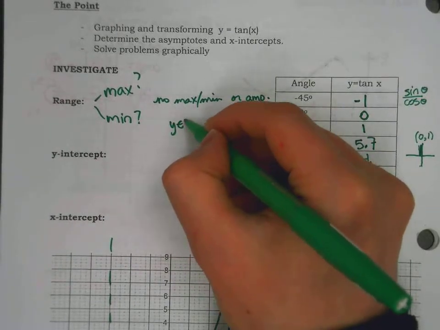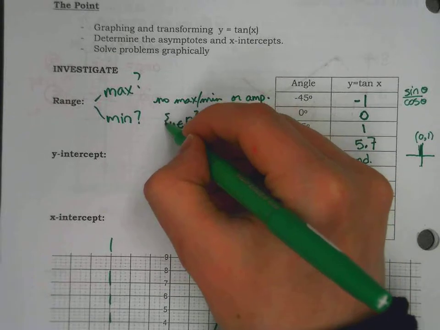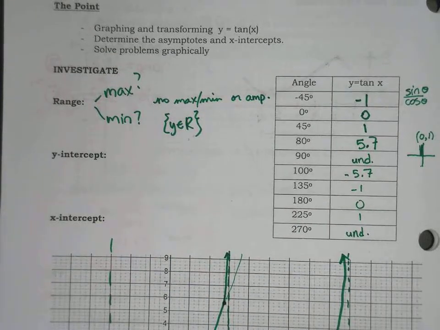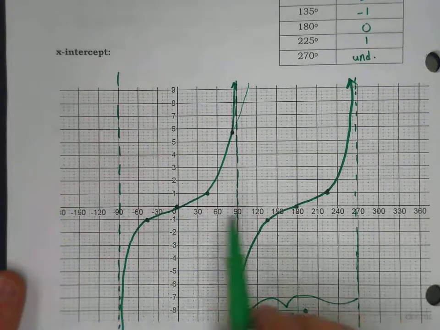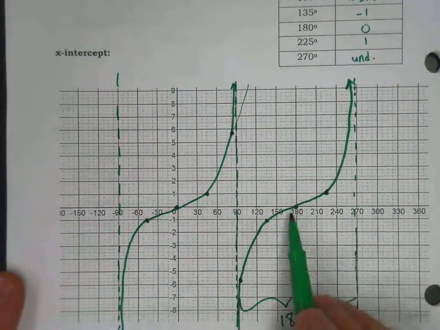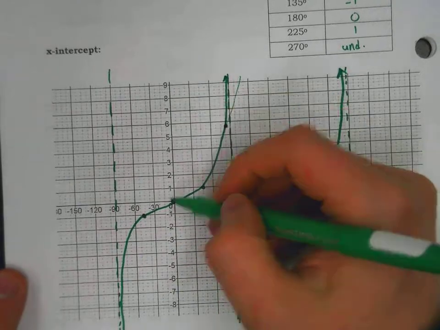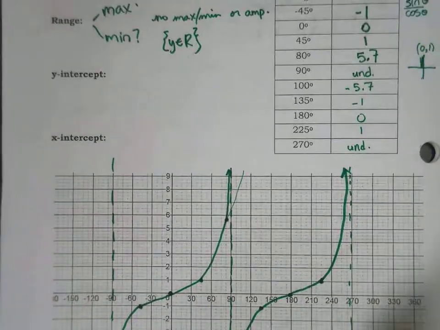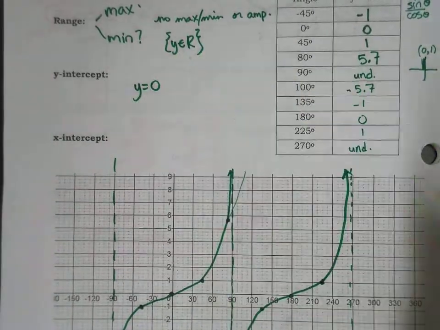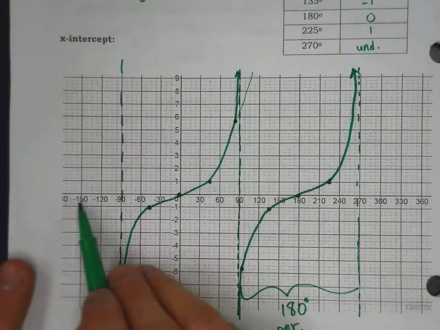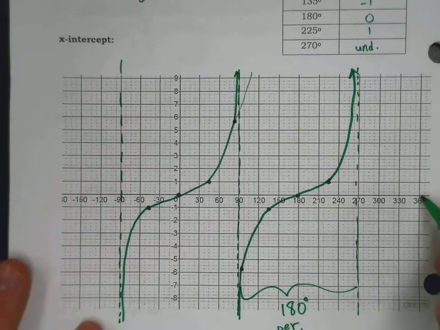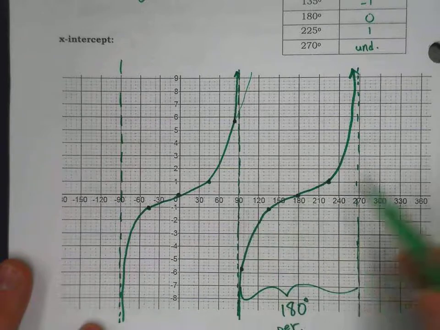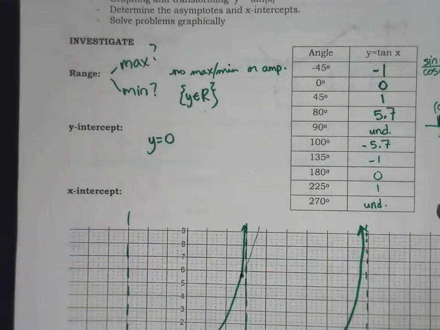So we get to say that this graph has a range, that y is an element of the real number system. Y goes forever up, forever down, and everything in between. For our y-intercept, it looks like the only place we cross our y-axis is at y equals 0. For our x-intercept, or x-intercepts, it looks like we hit at 0, 180, 360 would be the next one, and it appears that it's every 180 degrees towards the left or the right.